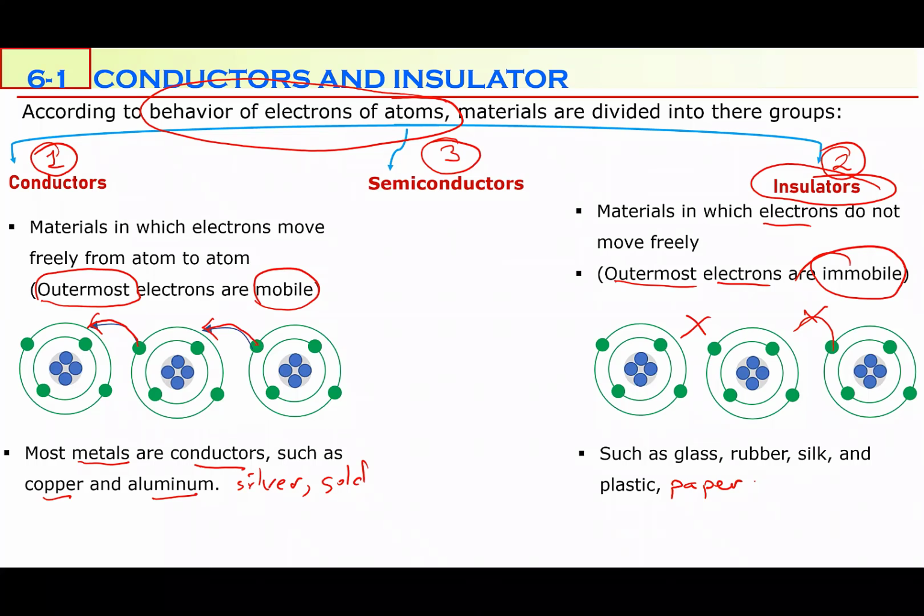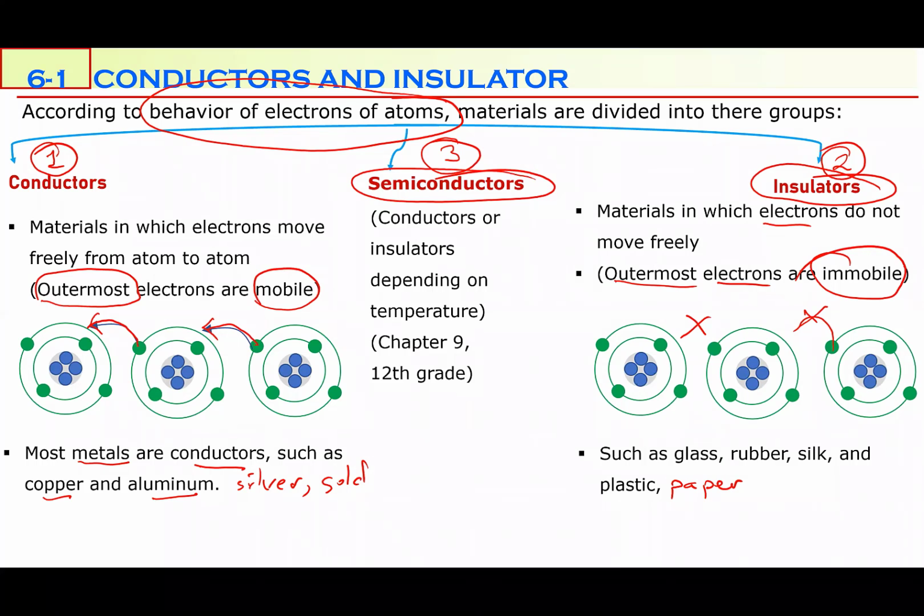The third group of material is semiconductors. Half conductor. What does half conductor mean? These materials sometimes behave just like a conductor, and sometimes behave like an insulator, depending on temperature. We will study these in the 12th grade. This is the title of the 12th grade which we are going to study in chapter 9.